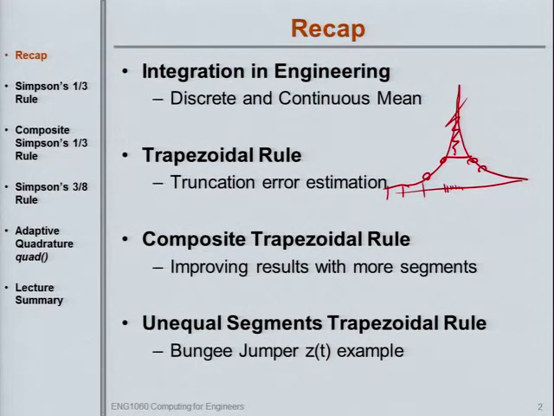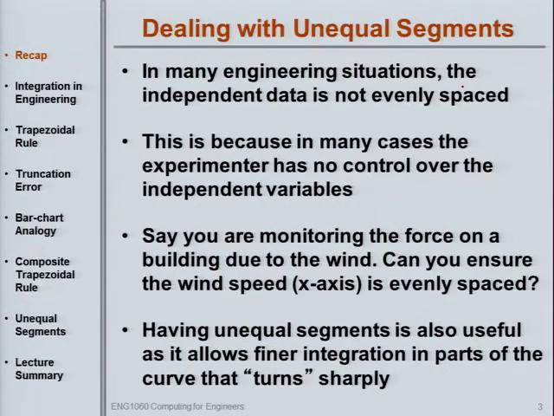We also saw that the error term was proportional to the second derivative, as I've already said. So you can see here that the second derivative is very high, so we would expect there to be significant error near this really sharp point. So let's just have a look. That's one good reason why we might use unequal segments.